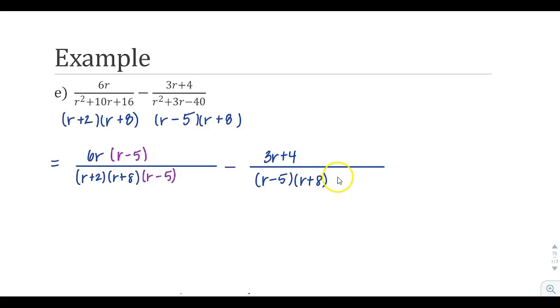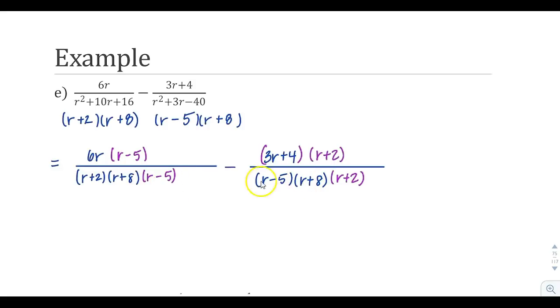Then I go to the right-hand denominator and look at what the other side has that I don't have. I have an r minus 5, it does too. I have an r plus 8, it does as well. So what I need to include is an r plus 2. And if I put it on the bottom, I have to put it on the top. Now here's where we have to be careful. This 3r plus 4, that whole thing gets multiplied by r plus 2, so this needs to be in parentheses because it's going to need to distribute out.